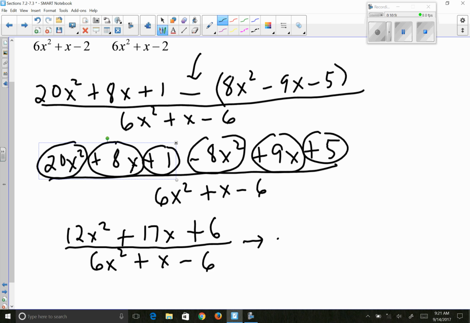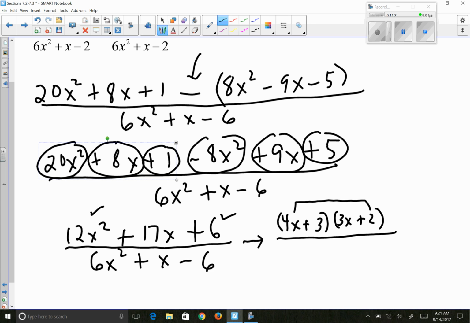So we're thinking about this. We're going to try to factor 12x squared plus 17x plus 6. That's not easy to factor. Try. We'll try 4x times 3x, because that's 12x squared. And we'll try positive 3 times positive 2, because that's positive 6. And this is correct because 8x and 9x is 17x. So that's not easy to factor. It should take you a while to understand that.